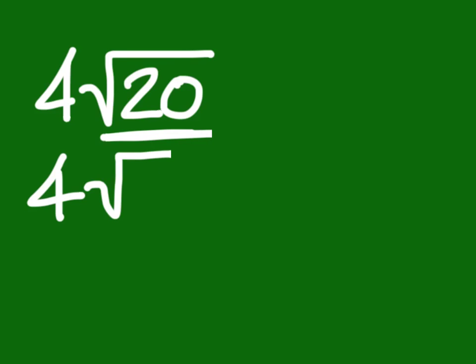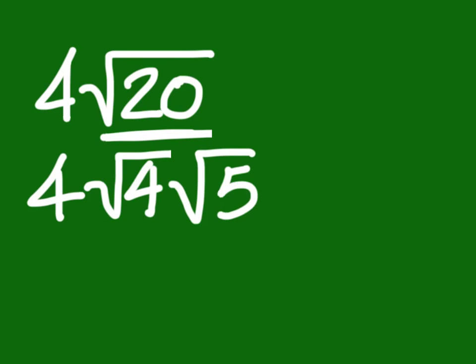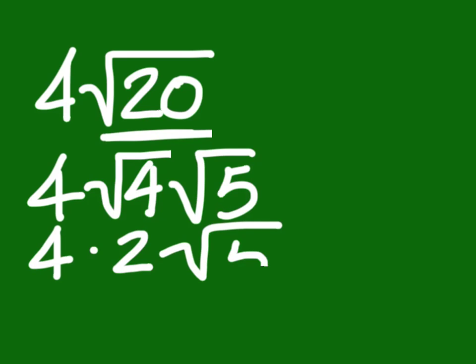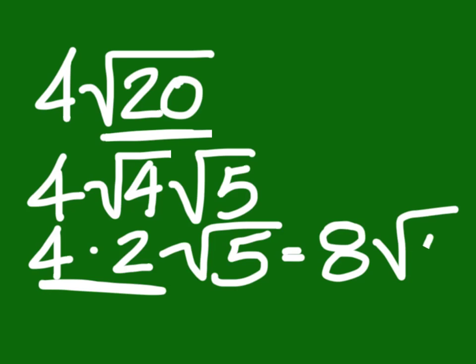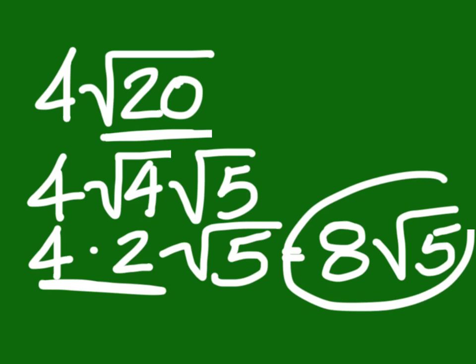Example 3. 4 square root of 20. Concentrate on this part first. The highest perfect square that will come out of 20 is 4. So 4 times 5 is 20. Square root of 4 is 2. And then finish it off by multiplying 4 by 2 to get 8. So the final answer is 8 square root of 5.